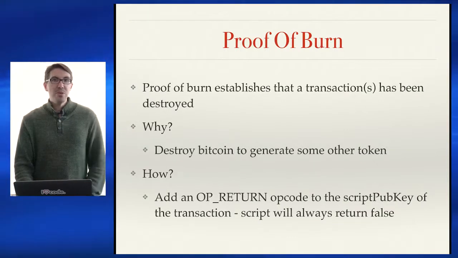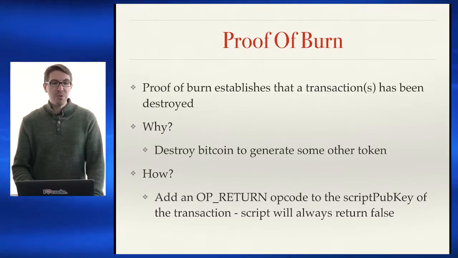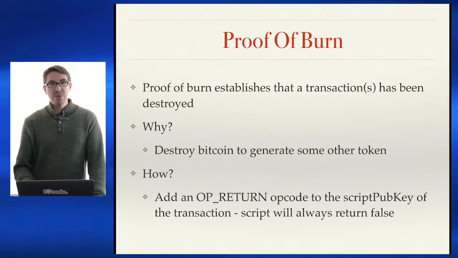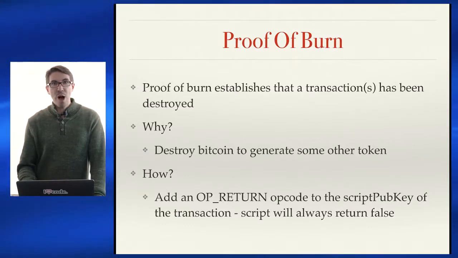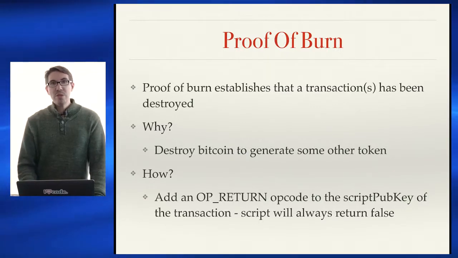Another thing that you can do with a Bitcoin script like this is proof of burn. Proof of burn verifies that you have a UTXO or some part of a UTXO that is destroyed, that will never be spendable. And how you do this is you're going to add an OP_RETURN opcode, and the script will always return false. So you have sent that Bitcoin, but this particular opcode means that it will never be spendable. It is now burnt.